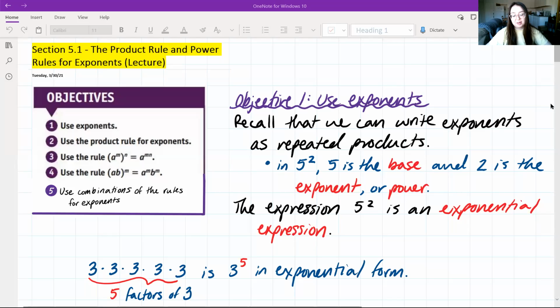All right, hello everyone. Today we're going to be going over section 5.1, which is about the product rule and the power rules for exponents. So we have 5 objectives here. Our first objective is to use exponents. Our second objective is to use the product rule for exponents.